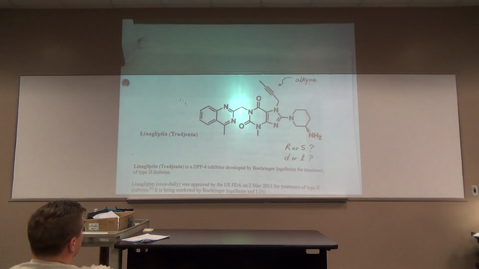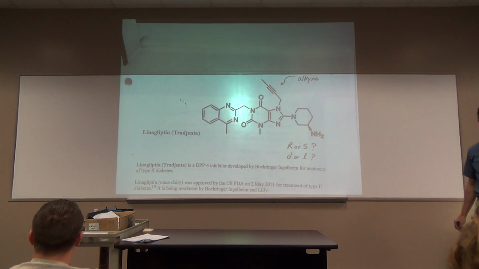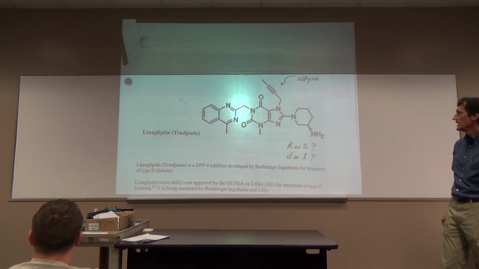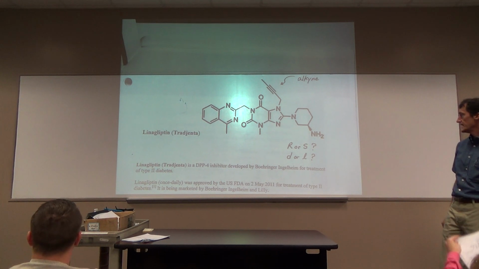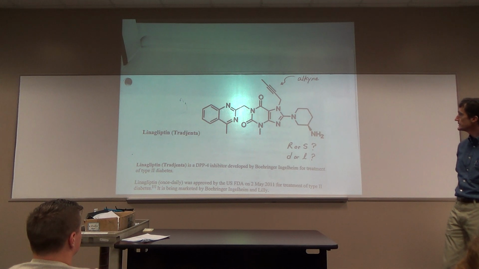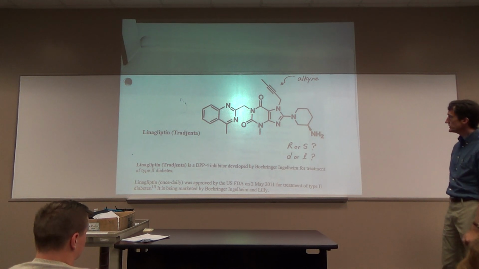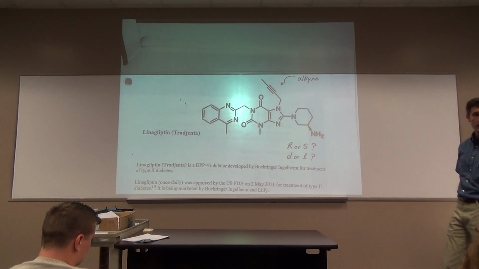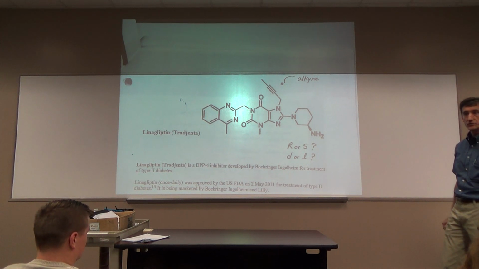Here's just a drug with an alkyne up there, but it's of course got lots of other components to it. Used to treat type 2 diabetes. Got an alkyne. Also got a chiral carbon. Is it R or S?